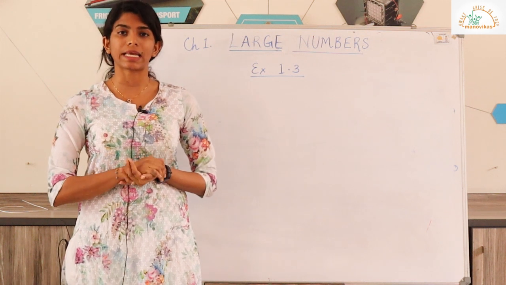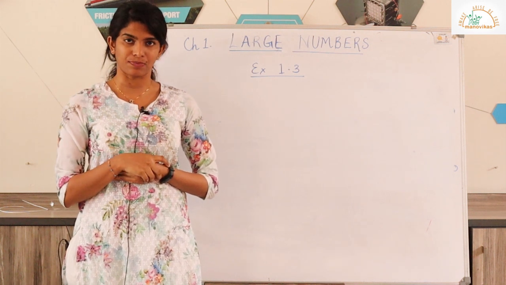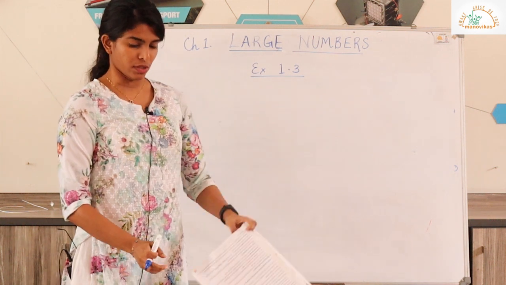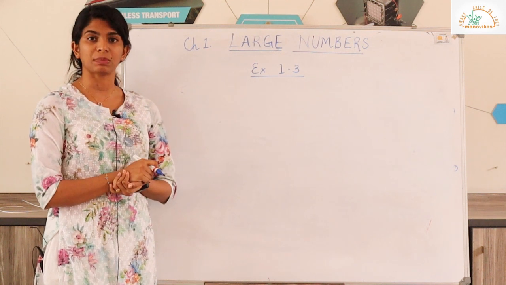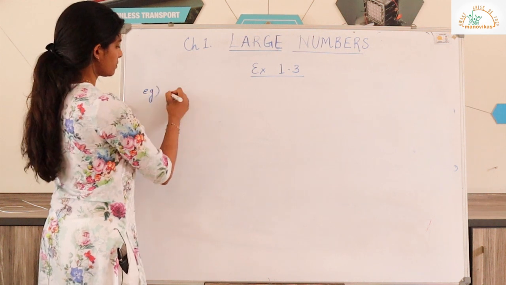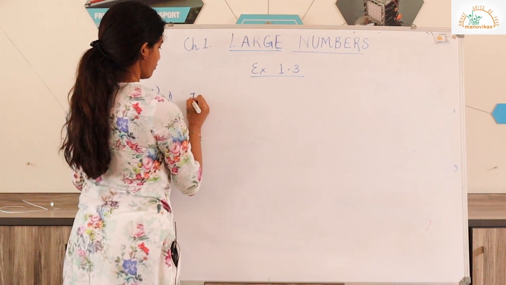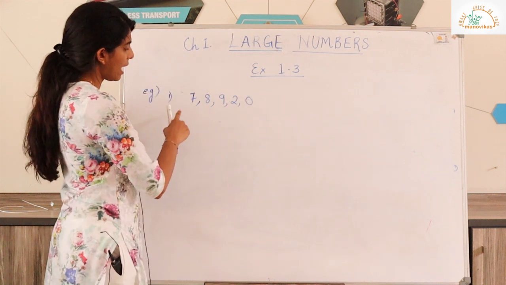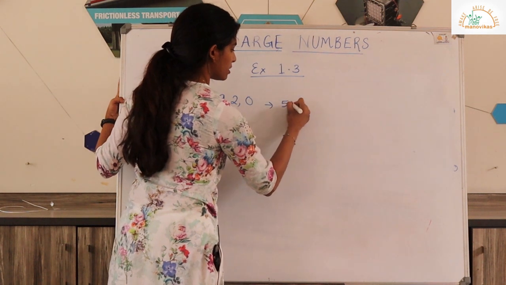How to form the greatest and the smallest number when you are given particular digits. Okay, forming the greater and smaller number without repeating digits. So first we will see without repeating digits. Now let's take one example here. I am given certain digits here. For example, 7, 8, 9, 2, 0. I have 1, 2, 3, 4, 5 digits. I have 5 digits here.